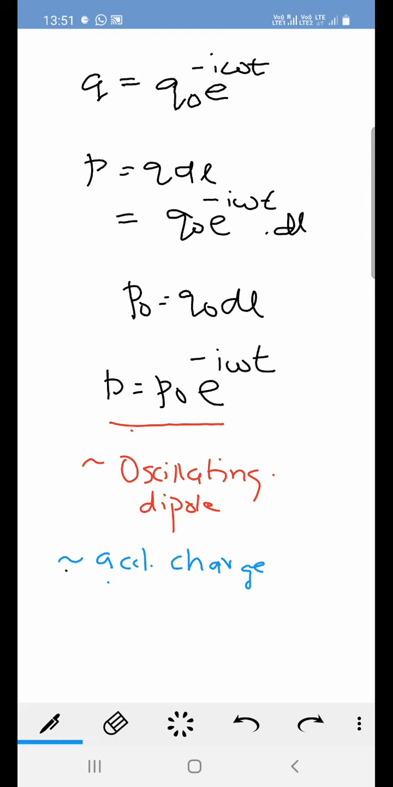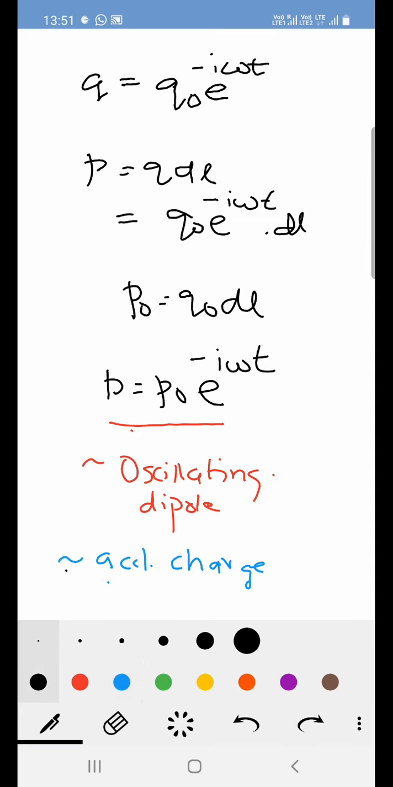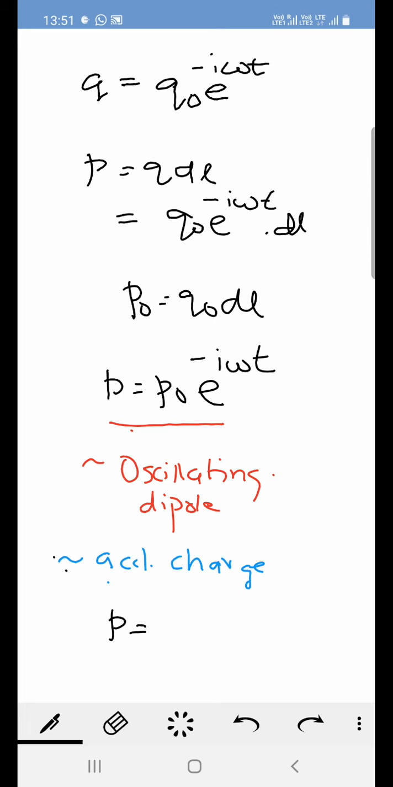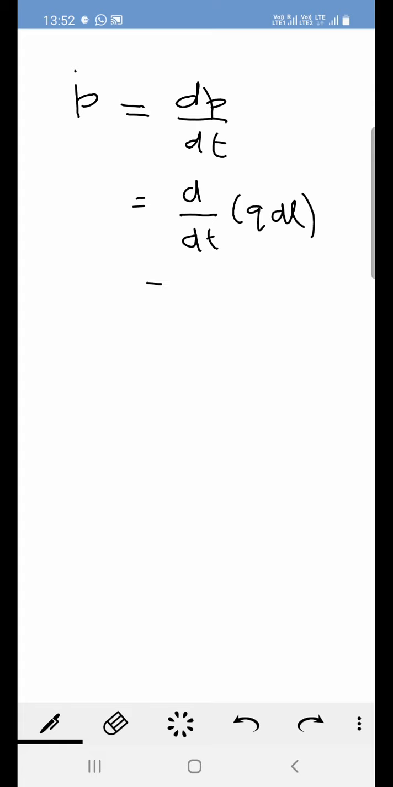And the distribution of the dipole moment can be written as P is equal to integral of rho r dash dv dash, and the time rate of change of dipole moment, that is P dot, is equal to dp by dt, which is again d by dt of q dl is equal to dl into dq by dt, and this is nothing but the current. This dq by dt is the current I.